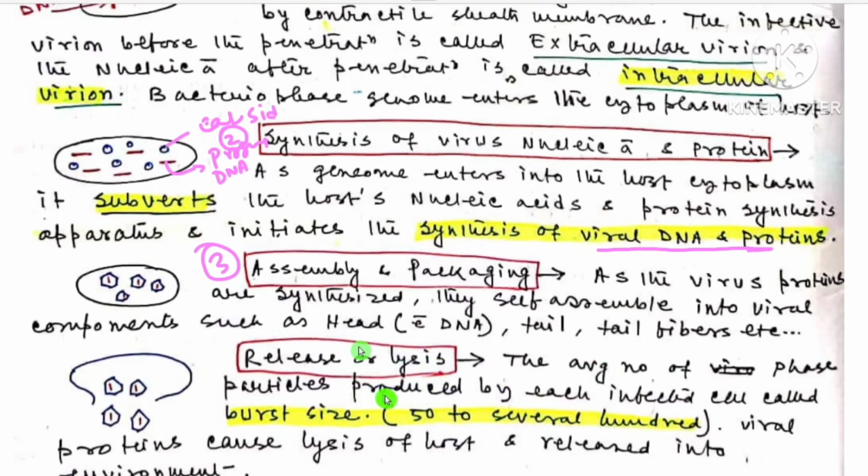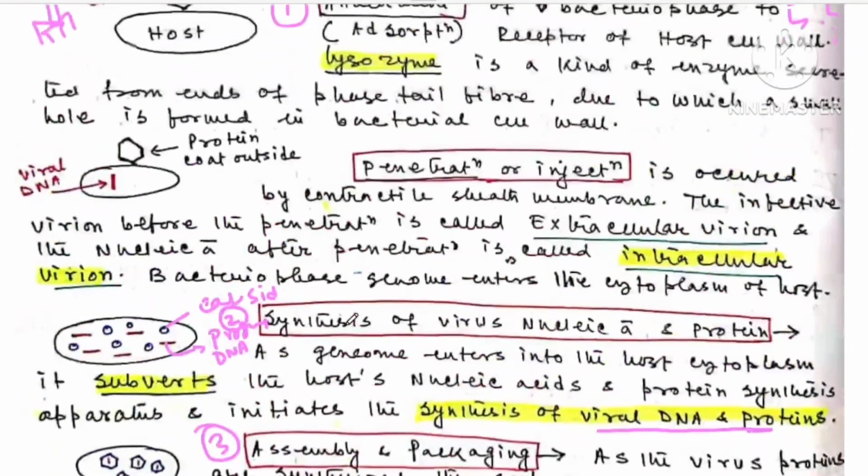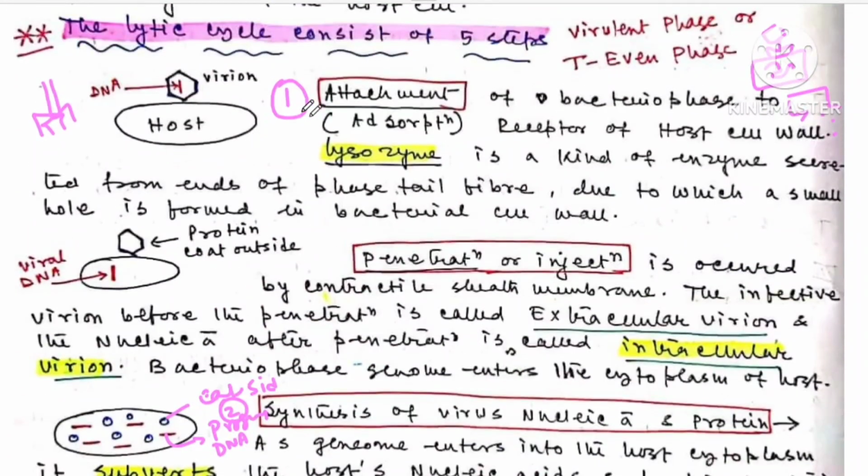The average number of phage particles produced by each infected cell is known as burst size. Whenever the bacteria are loaded with 50 to several hundred bacteriophages, the cell will rupture, and the viral proteins cause the lysis of the host and release into the environment. These are the different steps followed during the lytic cycle.